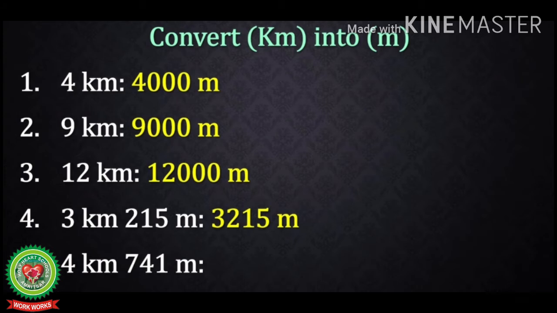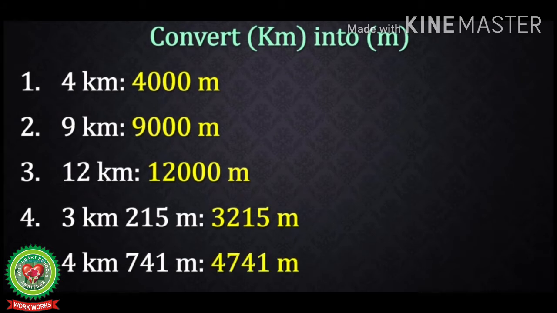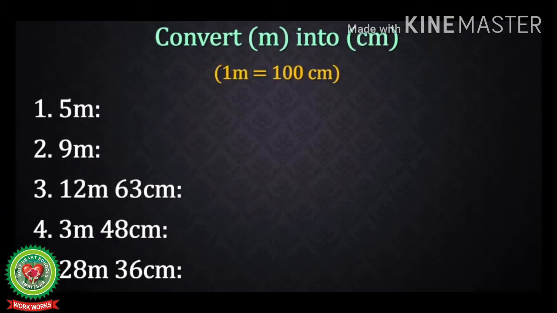Now our next sum is 4 kilometers and 741 meters. Again we will write 4 for 4 kilometers, and instead of using those 3 zeros we will use 741. So the answer will be 4741 meters.